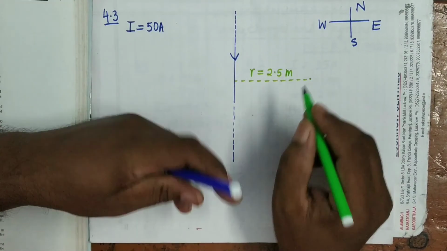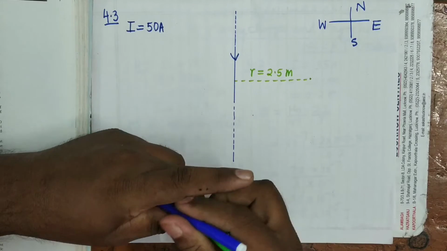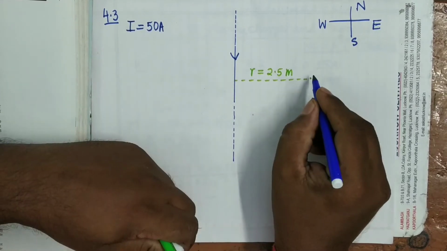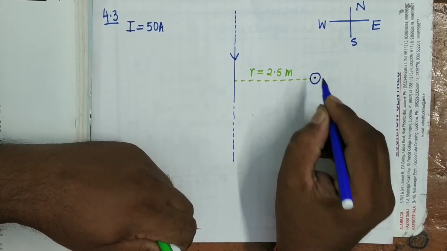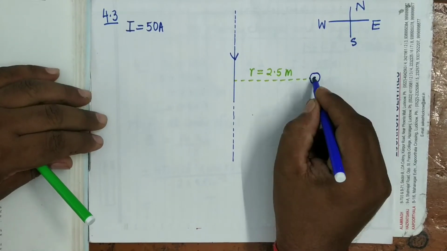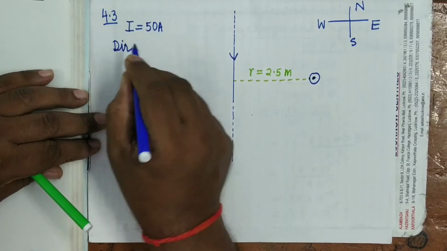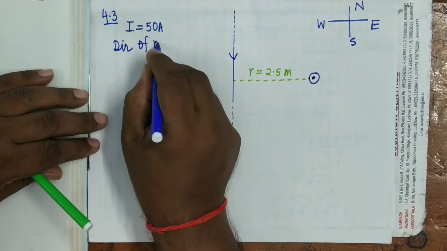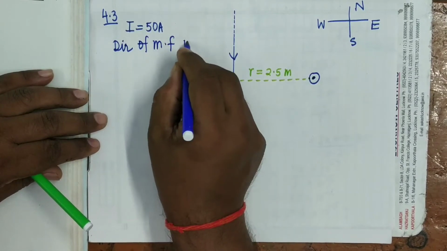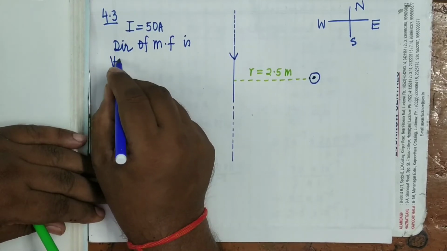Here what will be the direction of magnetic field? It will be vertically upward. That is denoted by this symbol. So the direction of magnetic field is vertically upward.